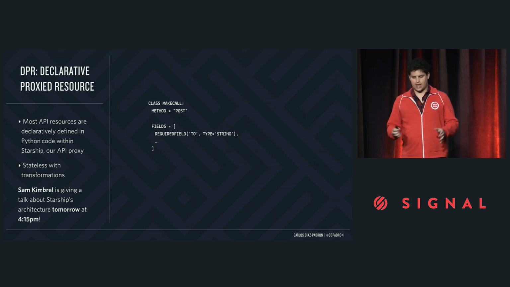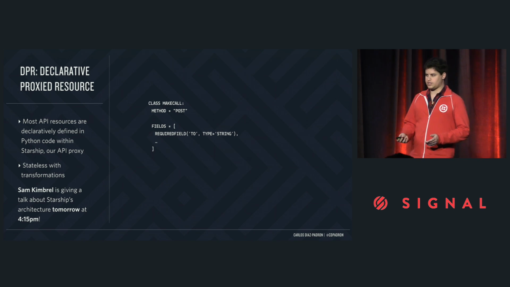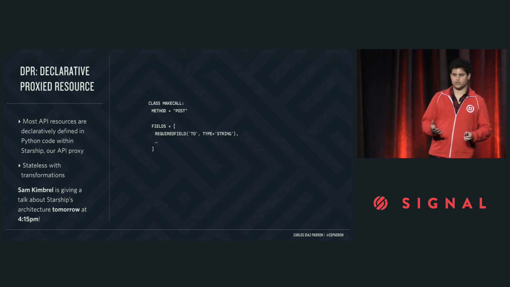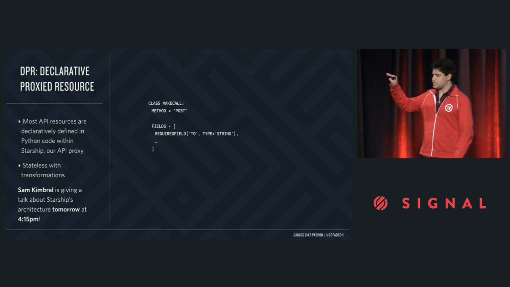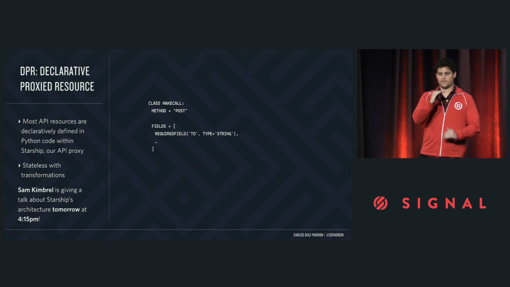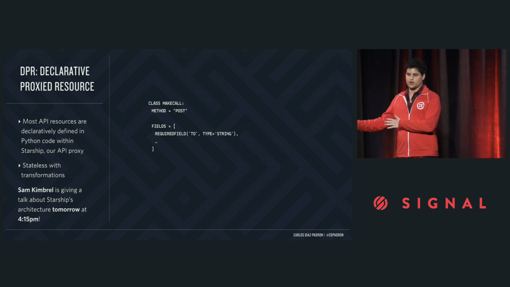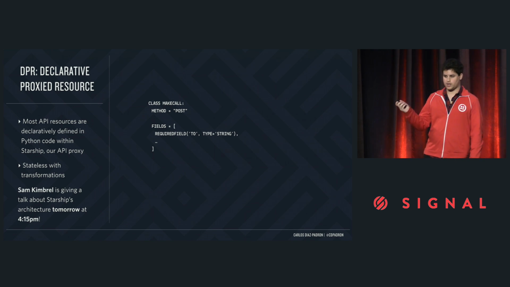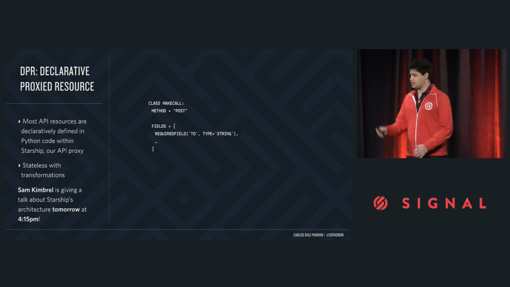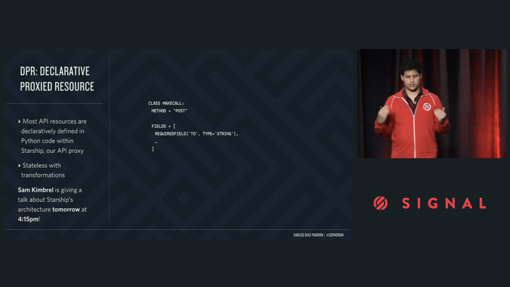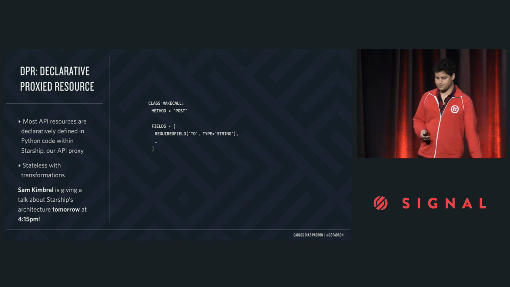Well, in order to tackle the server-side square, we need to see what that actually involves. Our server-side resources are all defined in declarative proxied resources. These are basically Python code that determines what fields this resource has and how you actually interact with the backend. If you want to know more about this, Sam Kimbrell is giving a talk, I believe, at the exact same time and place tomorrow. That's going to be in-depth about how we do this federated API layer called Starship.